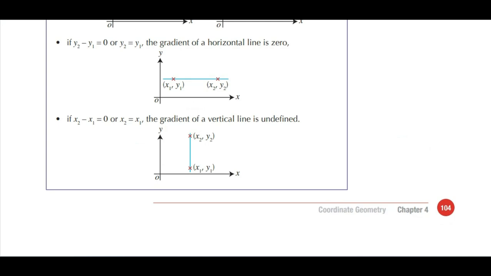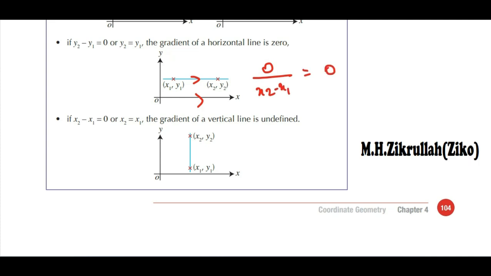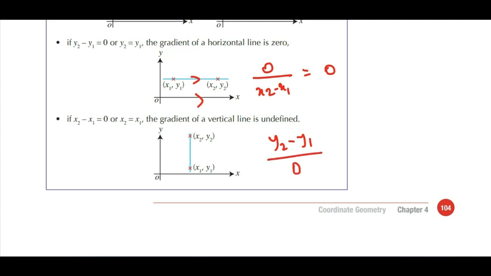When a line is horizontal, or you can say parallel to the x-axis, the gradient is 0 because the difference in y is 0 divided by the difference in x. Now if the numerator is 0, the result will also be 0, so the gradient will be 0. And for a vertical line, y2 minus y1 is divided by the difference in x, which is 0, so the result will be undefined.